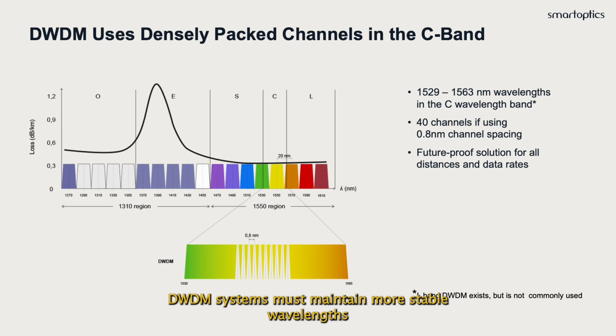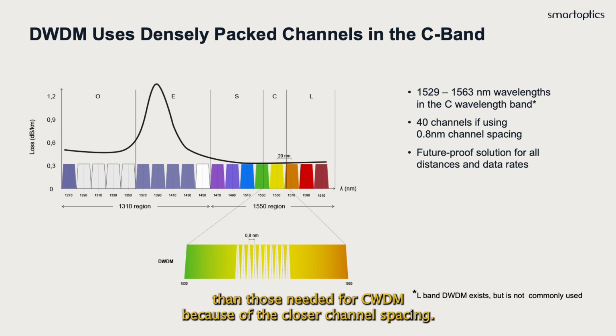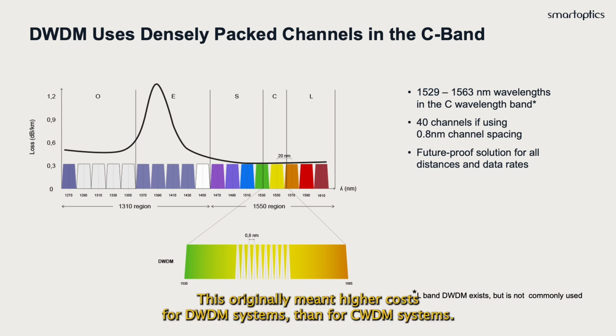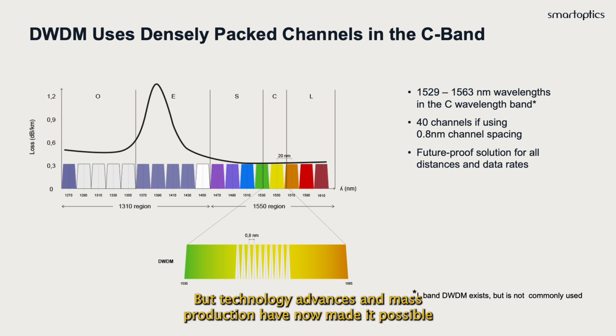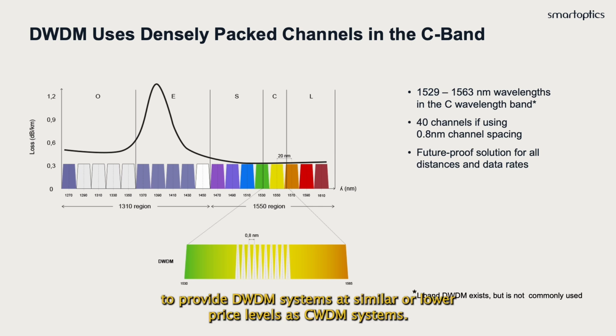DWDM systems must maintain more stable wavelengths than those needed for CWDM because of the closer channel spacing. This originally meant higher costs for DWDM systems than for CWDM systems, but technology advances and mass production have now made it possible to provide DWDM systems at similar or lower price levels as CWDM systems.